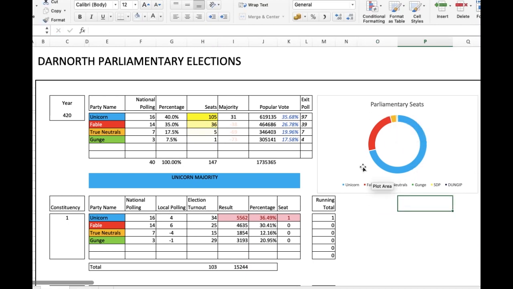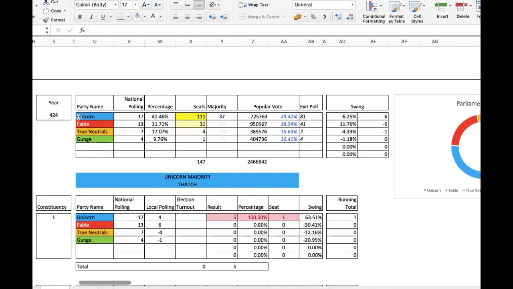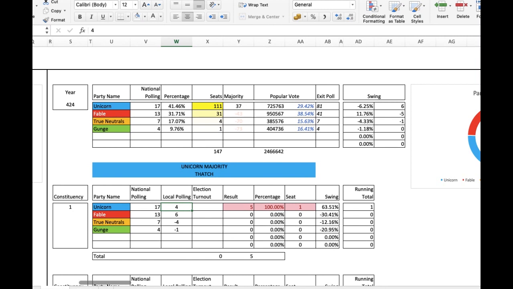So, having done one election, we jump forward 4 years, to year 424. And we basically do it again, but slightly differently. So, you'll notice the local polling. I've copied and pasted it over there.